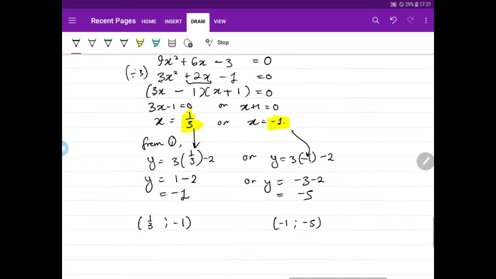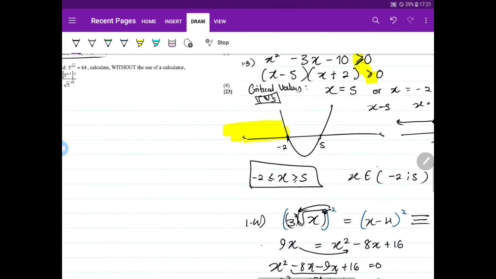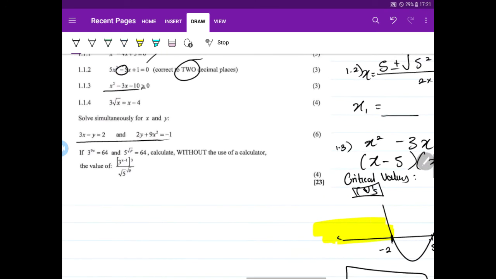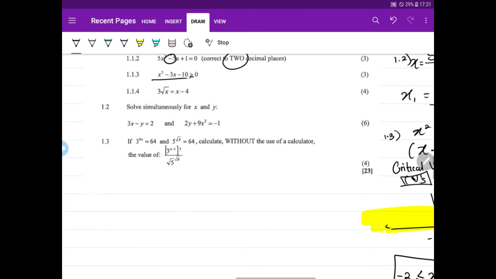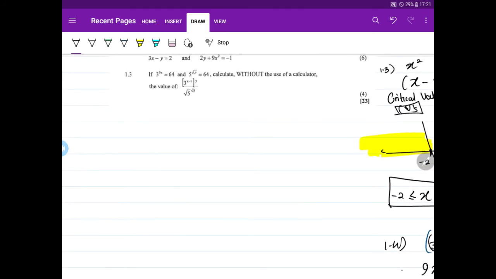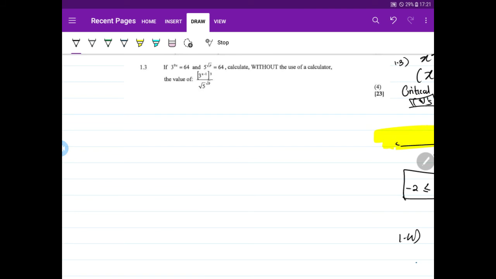And that's done. Now we have a non-routine question, but this is a pretty okay one, because there's not really much thinking involved. There's just one thing you need to do. You need to make a link, okay?